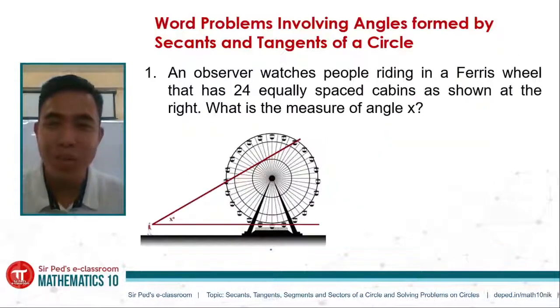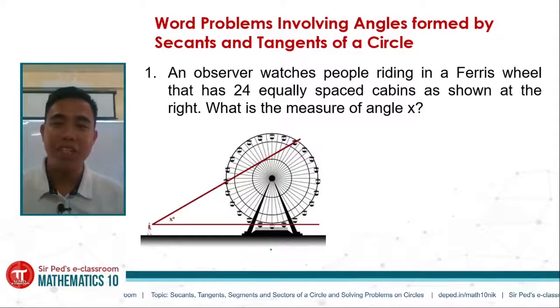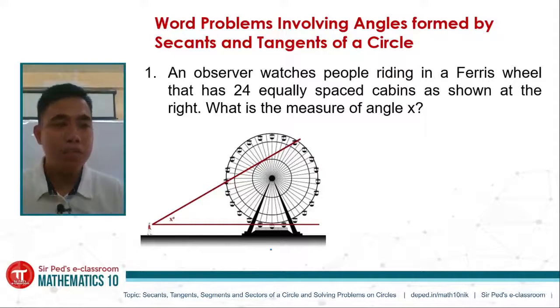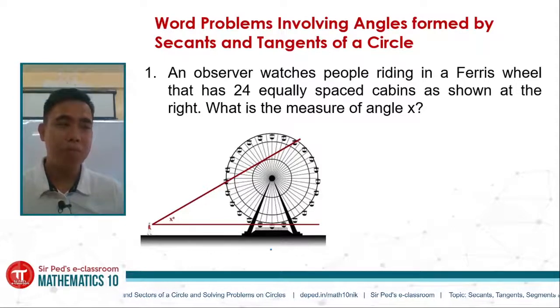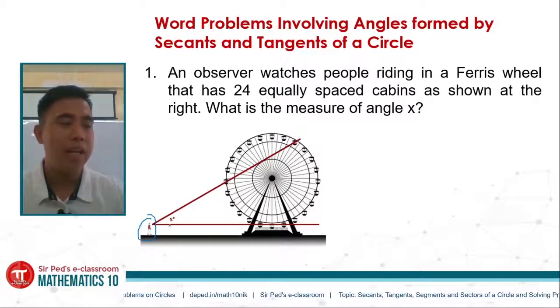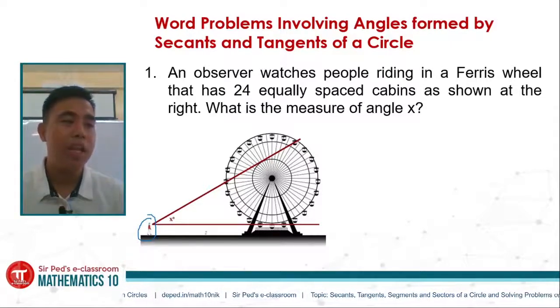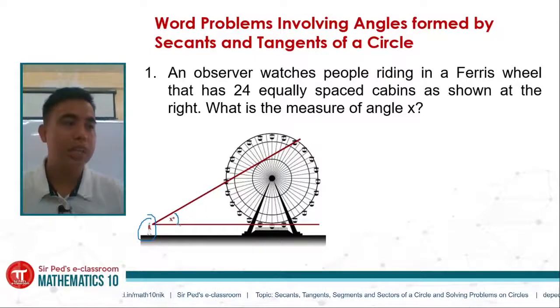And now, mag-application na tayo. So, let's proceed to word problems involving angles formed by secants and tangents of a circle. An observer watches people riding in a Ferris wheel that has 24 equally spaced cabins as shown below. What is the measure of angle X? This is the line of sight of the man, and this is the horizontal line in line with the eye level. So that is angle X.